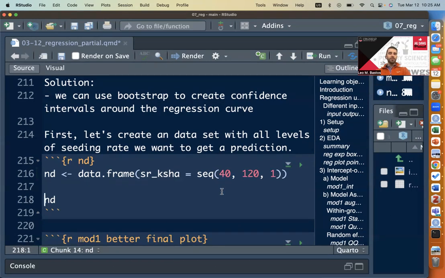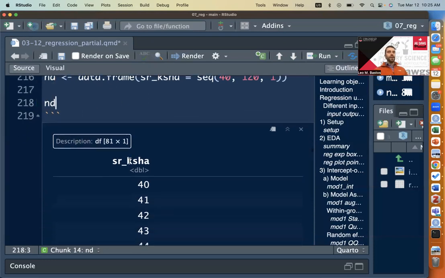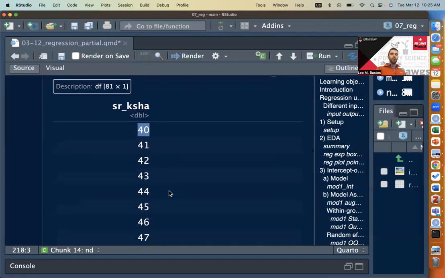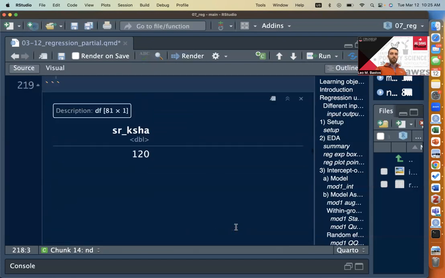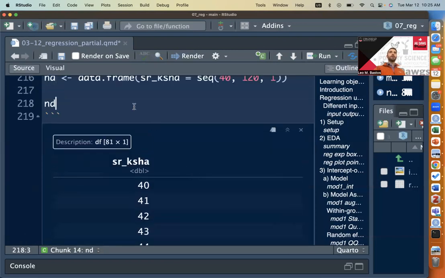So if I run this and I just print this ND, and ND is for new data, that's what I'm doing here. If you print ND, you see that starting at 40 and going through 120, we have all the observations at increments of 1. One thing to notice here is that these are not the levels. We don't have all these levels in our study, right? We have 5 levels, 40, 60, 80, 100, 120, but I am creating these fake potential levels all across because I want to have predictions of what would be the yield, what we're going to predict, what would be the yield predicted at each one of these levels.